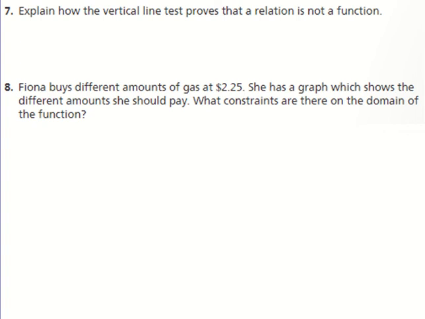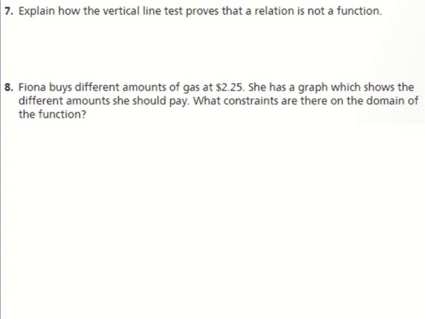All right, Fiona buys different amounts of gas at $2.25. She has a graph which shows the different amounts she paid. What constraints are there on the domain of the function? So constraints meaning, does it stop somewhere? Does it start specifically somewhere? Can it be whole numbers? Can it be fractions? So what constraints are there on the domain, the x's, of buying gas?